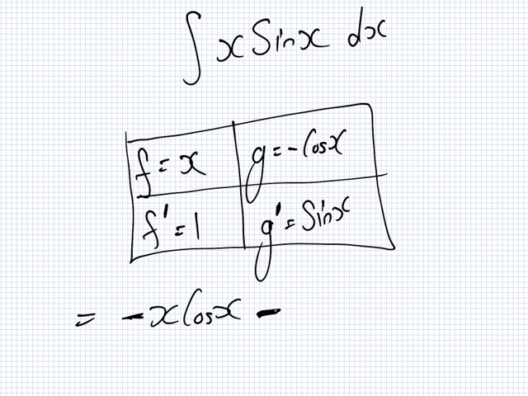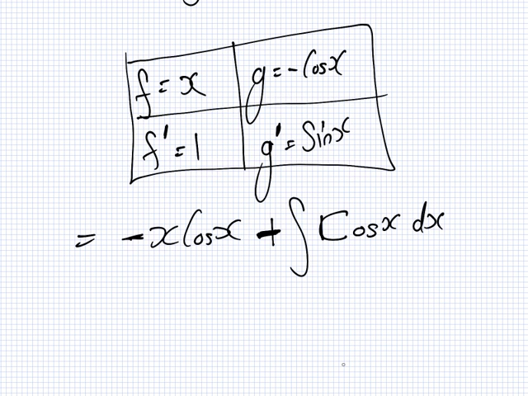Minus, f derivative. What's f derivative? 1 times g. And what's g? Minus cos x. So that becomes a plus cos x. Now in this example, we still have an integration. But what has happened to the integration? It's a simpler integration, isn't it? What's the integration of cos x? Sin x. So this is the answer here.